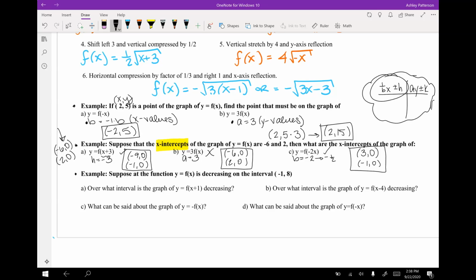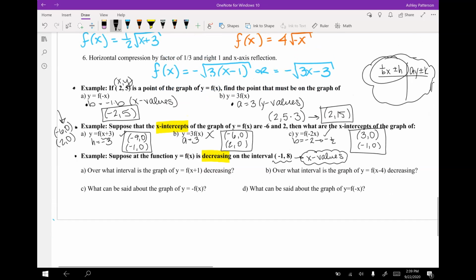Okay, our last example for this note guide. Suppose we have a function f of x. Again, do we care what the function is? No, we don't. But we do care about the fact that it is decreasing on the interval -1 to 8. Those are x values. Remember, increasing and decreasing intervals are discussed by the x values. If you didn't know that, yep, you should definitely write that down again. We only say x values. So we're saying from x is -1 to x being 8, the y values are decreasing. If you need to write that down, write that down.